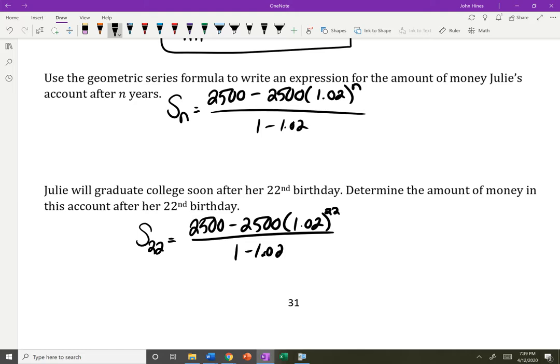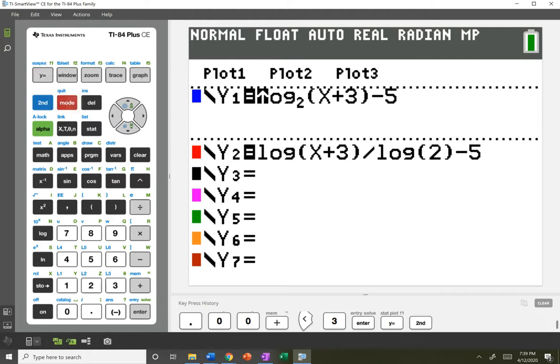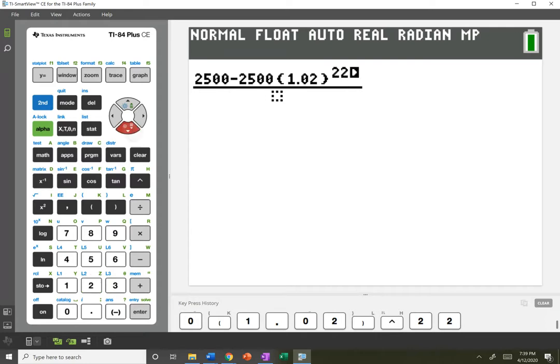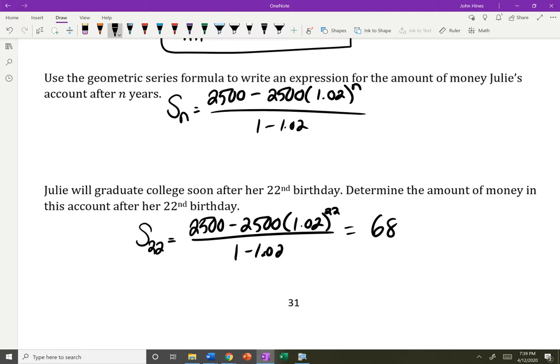And now I'm going to go to my calculator and see what we got. So alpha y equals enter 2500 minus 2500 parentheses 1.02 raised to the 22 all over 1 minus 1.02 is that much money. Julie's got $68,247.46. That's how much money Julie has in her account after her 22nd birthday.